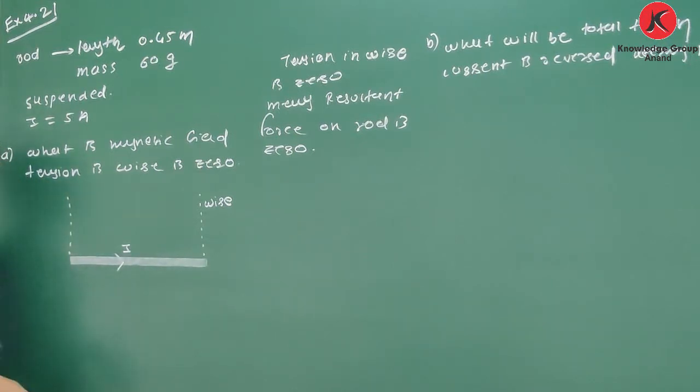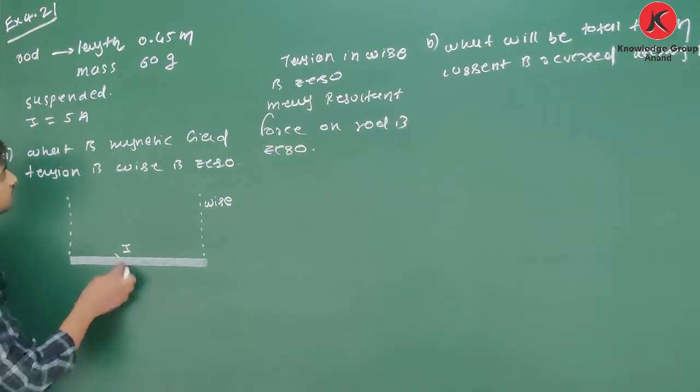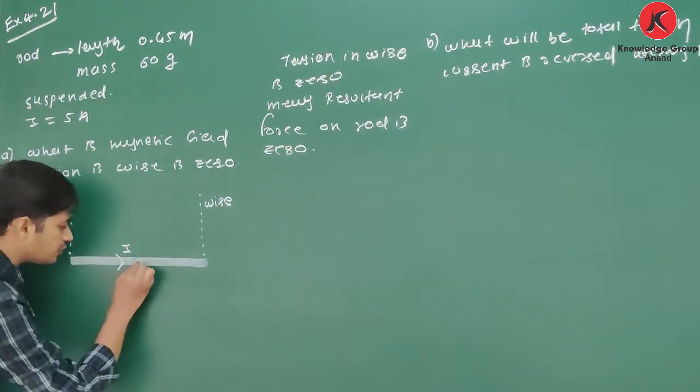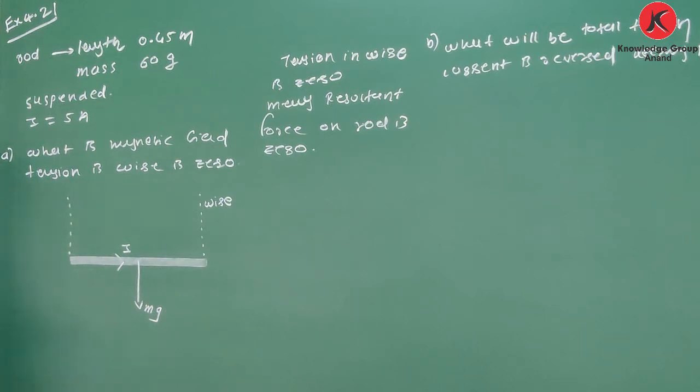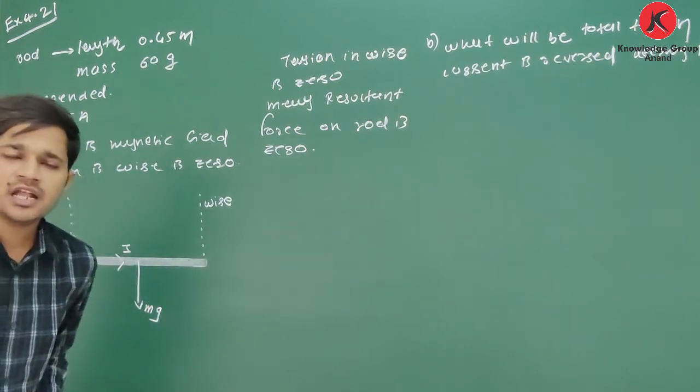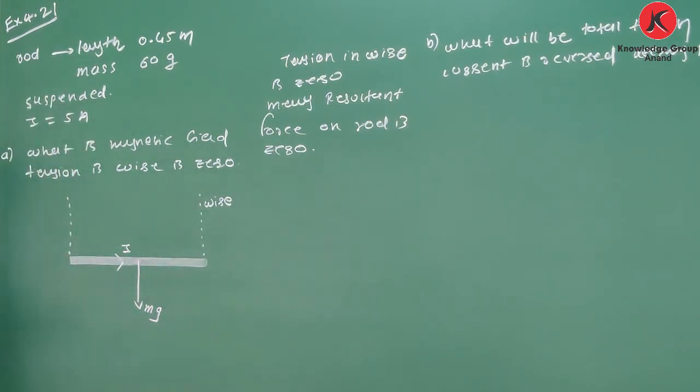Now the net force acting on this rod is 0. It has mass 60 gram, so obviously mg is acting in vertically downward direction. Yes or no? Yes, it is. Okay. Now.